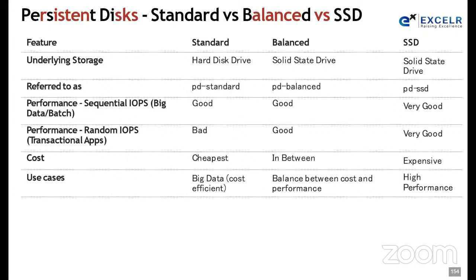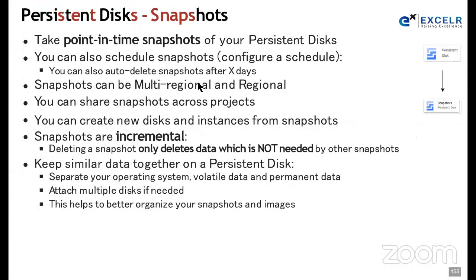Then let us look at the various other features, like Snapshot. Now, what is a snapshot? A snapshot is nothing but a point-in-time backup of your persistent disk. In plain terms, it is kind of taking a backup of your disk. You can schedule the snapshot, that is configurable. You can also schedule an auto release of your snapshot after n or x number of days, which can be configured.